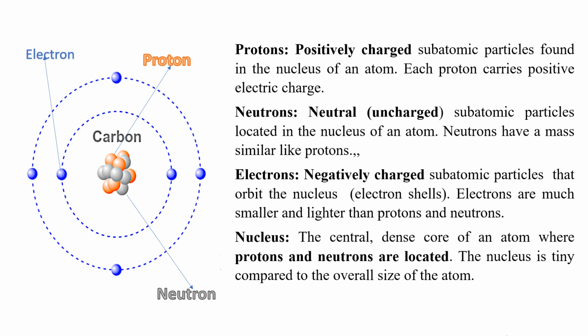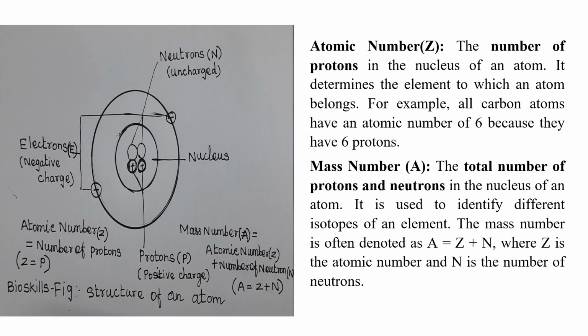The nucleus is the central dense core of an atom where protons and neutrons are located. The nucleus is tiny compared to the overall size of an atom. Atomic number Z is the number of protons in the nucleus of an atom. It determines the element to which an atom belongs. For example, all carbon atoms have an atomic number of 6 because they have 6 protons.